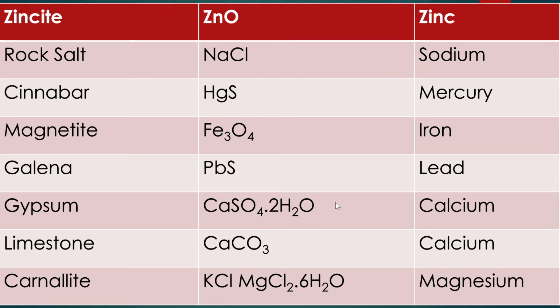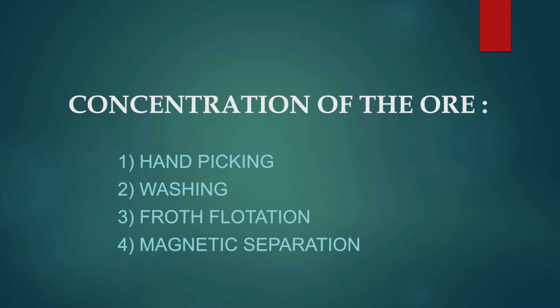Now coming to the concentration of the ore. What is concentration? This is actually the first process in the extraction of the ore. And concentration of the ore is also known as dressing of the ore. So before we go to extraction of the crude metal from the ore, we use concentration of the ore, and this concentration of the ore can be done by following methods, that is hand picking, washing, froth flotation, and magnetic separation.